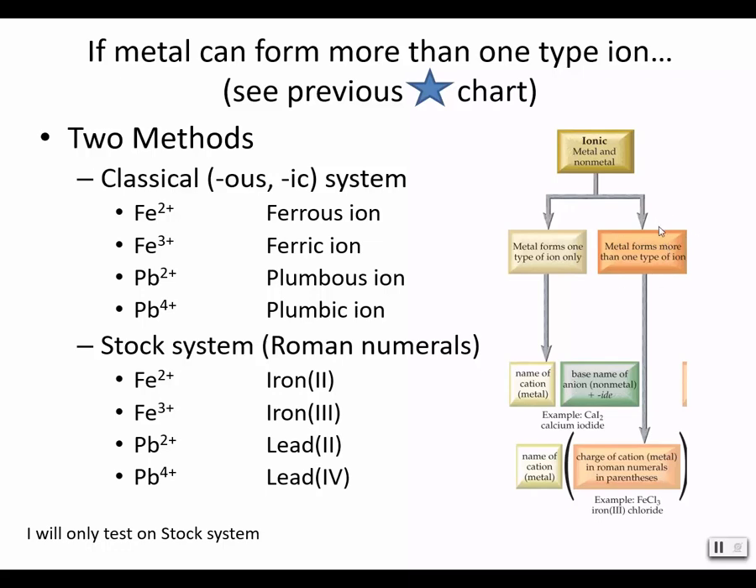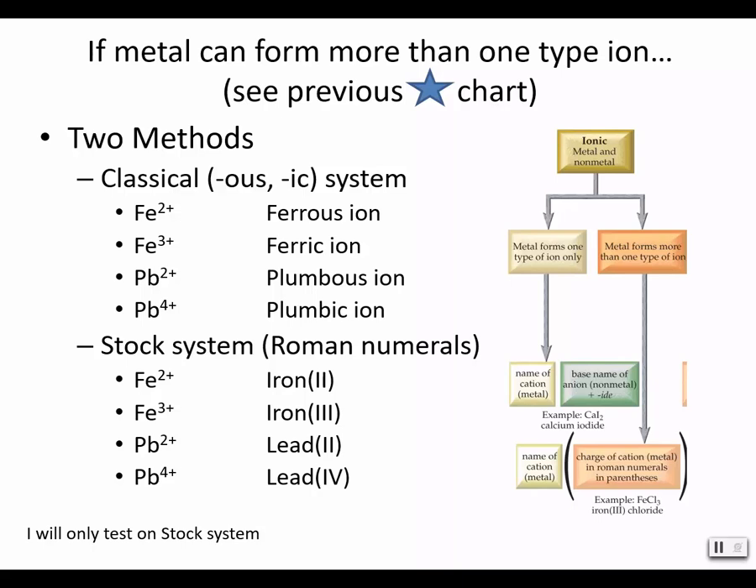What if, though, your metal forms more than one type of ion? And as I said, those are listed in a starred chart. It's actually in your MindTap homework and in your MindTap e-text. It's on the previous starred slide in this video series. If you are given a metal that can form more than one charge, there are actually two methods that are used to name that compound. I'm going to introduce both of them, obviously, but I'm only going to test you on the stock system, because that is the system that is most frequently used in laboratory atmospheres and in research facilities.